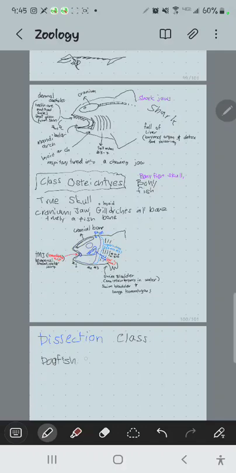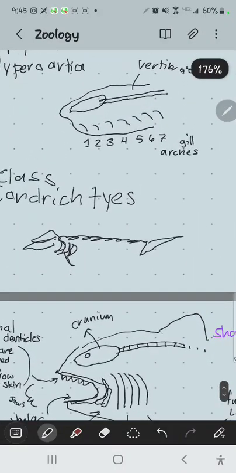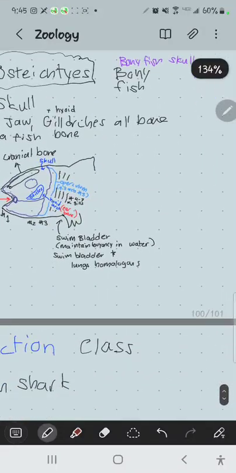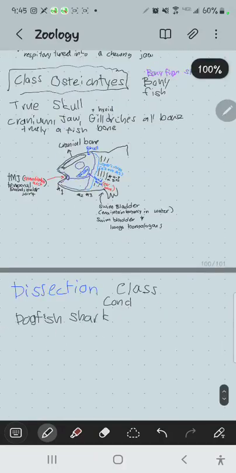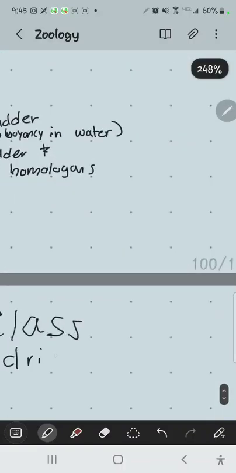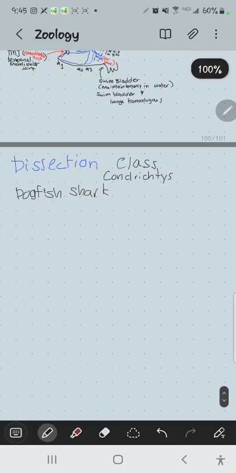So let's go ahead and I'll just draw some key features of the shark here that we can identify for external body parts. All right, that looks pretty good. All right, so there's our shark. Some key external features that I want you to look at here, for sure, would be the gill slits. You're going to see that there's 5 gill slits. 1, 2, 3, 4, 5.